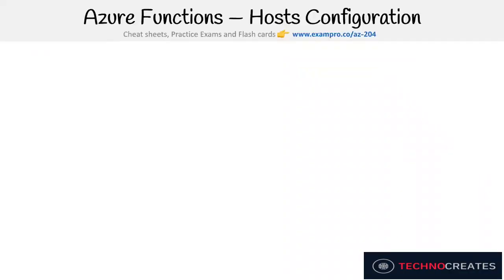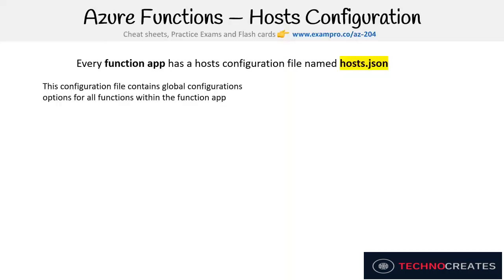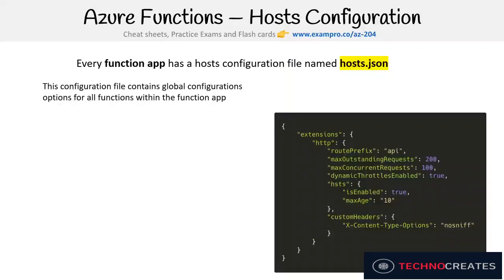Another file that you will find in your function is a hosts.json, and this is for configuring global configuration options for all functions within the function app. Here is an example one. So it has an extension for HTTP. You can see it has a route prefix, things like that. It's setting a custom header. And there is a lot of stuff you can configure here for options.